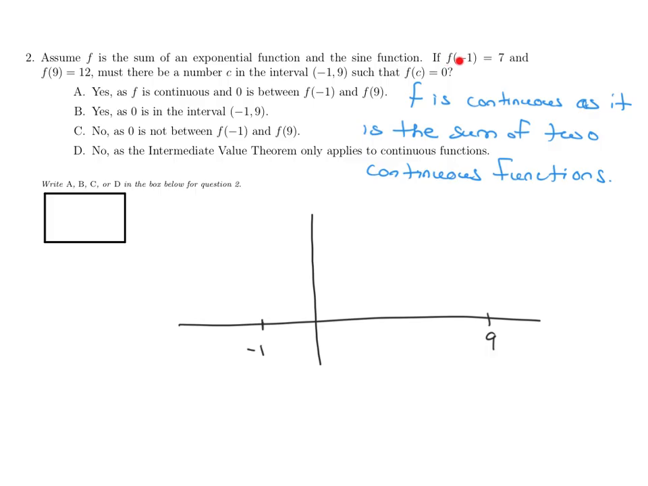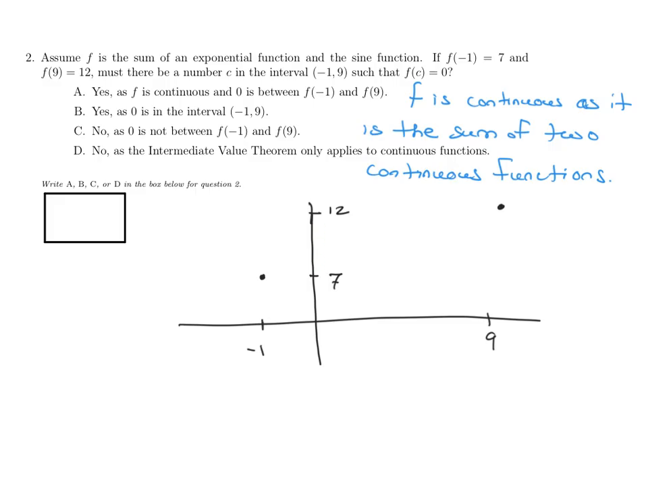If you evaluate f at -1, the output's going to be 7. So maybe I'll illustrate that like this. And at 9, the output is 12. So that'll be, I guess, up here. And we're asking the question, is there some number c that falls between -1 and 9 such that the output of the function must be 0? Like, must this happen? And the answer is going to be no. It could happen, but it's not guaranteed to. This number, 0, is not between 7 and 12. It doesn't fall in this range.